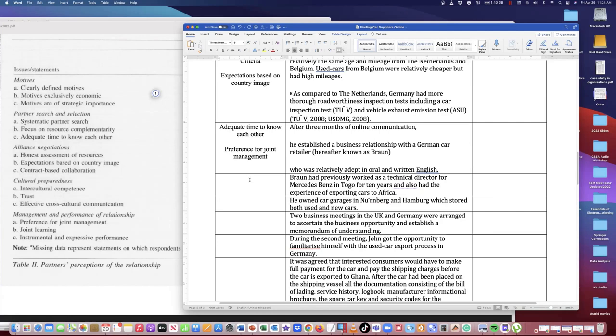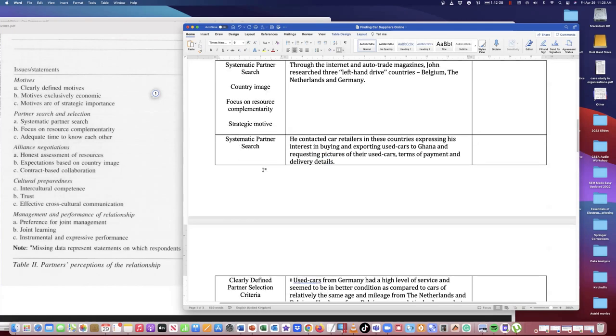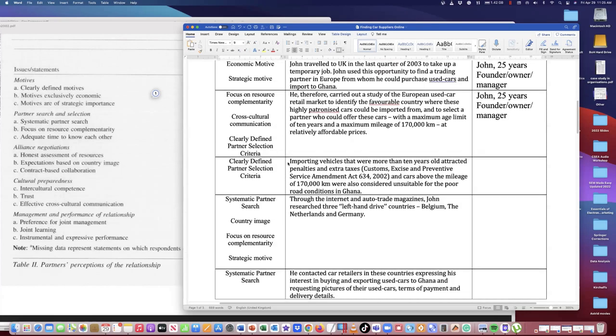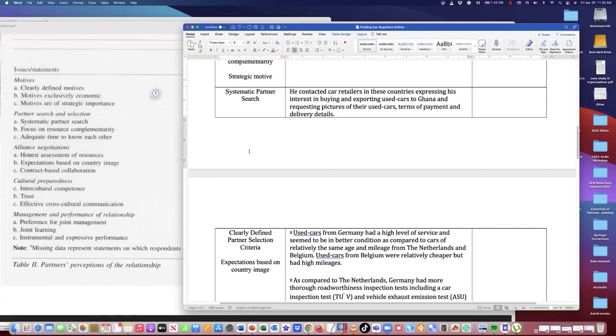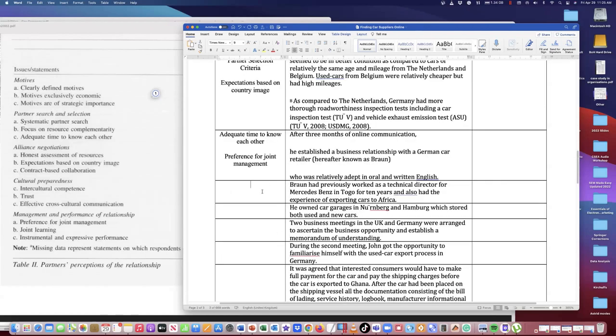Take your time. Take your time. Now, see, there are so many things here. Take your time. Oh, my pressure. Charlie, why? Okay, so Brown had previously worked as a child. Say, well, what did he say?